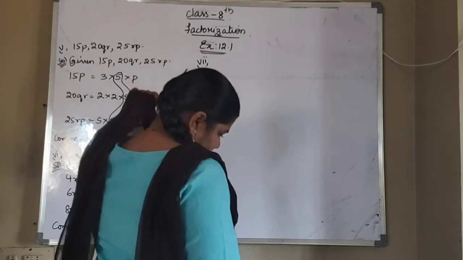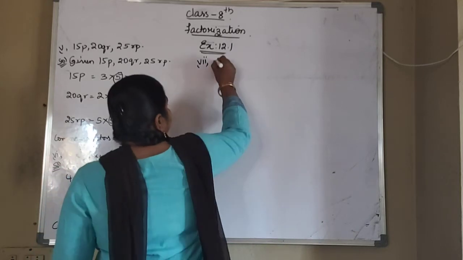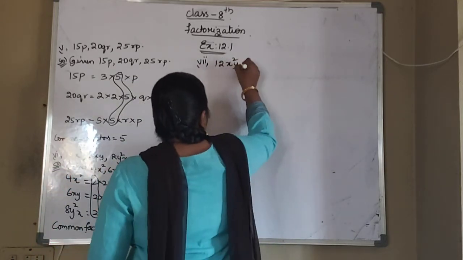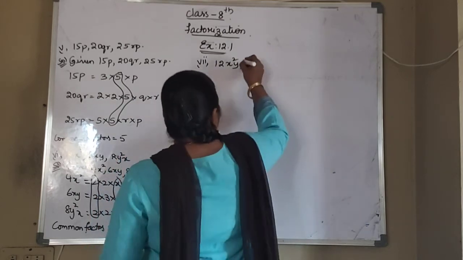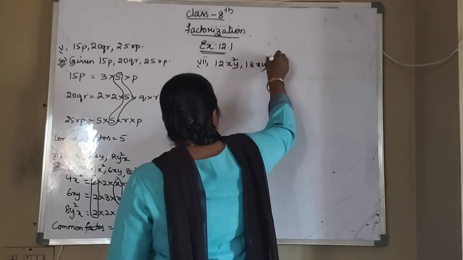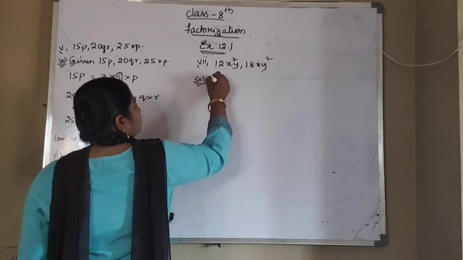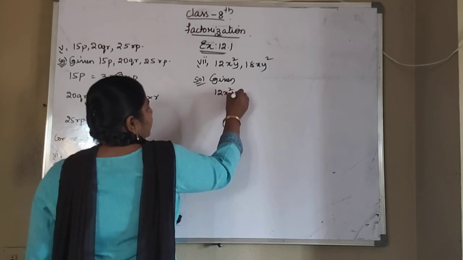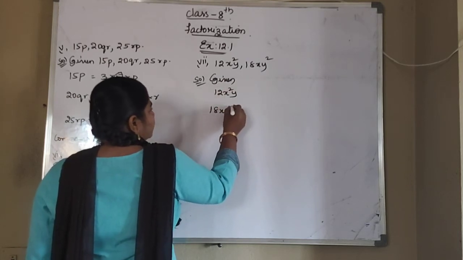So here we are given 12x square y and 18xy square.